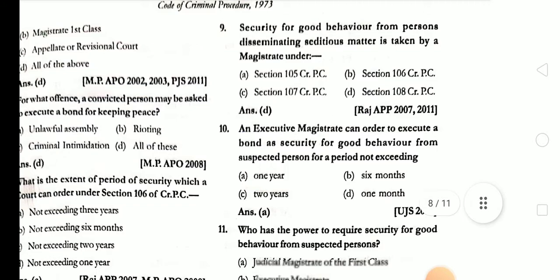Next question: security for good behavior from person disseminating the seditious matter is taken by a magistrate under section 108 CRPC, and this is also for 1 year under 108 CRPC. Next question: executive magistrate can order to execute a bond as security for good behavior from suspected person for a period not exceeding, answer will be 1 year. So from suspected person it is 1 year under section 109 CRPC.